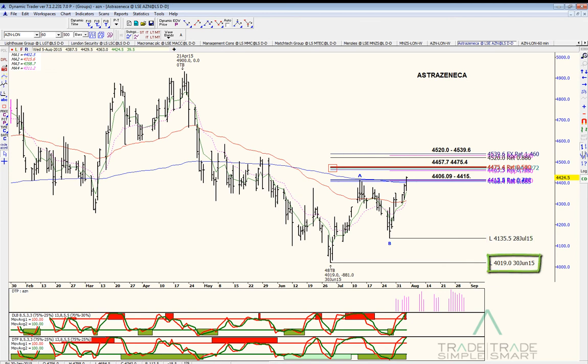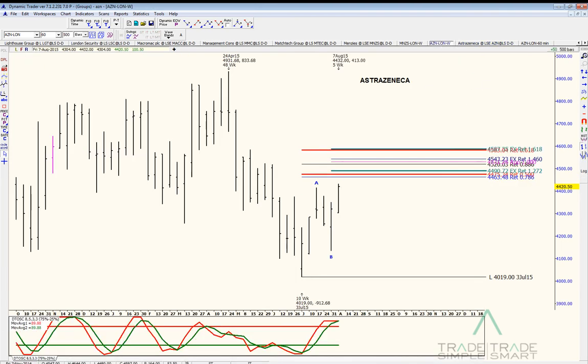Now in terms of momentum, we have an overbought indication on our oscillator, so the market should be expected to move sideways to down over the next few days, and the same is true on our weekly time frame. We also have the market in the overbought zone. So in the coming weeks, we will be expecting the price action to be sideways to down.